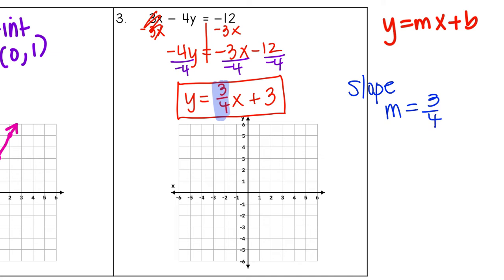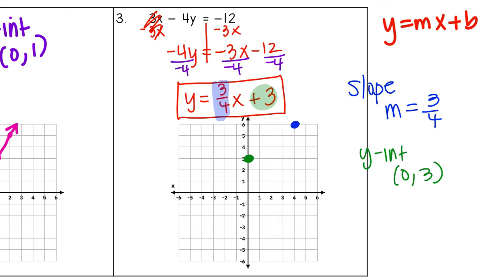Okay, and then the y-intercept is the last number. So (0, 3). Okay, so let's graph that positive 3. And then our slope is 3 over 4. So starting from that y-intercept, we're going to go up 3 over 4.